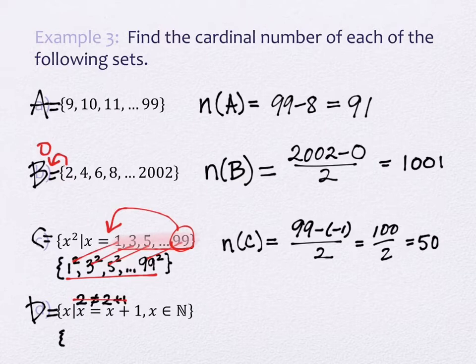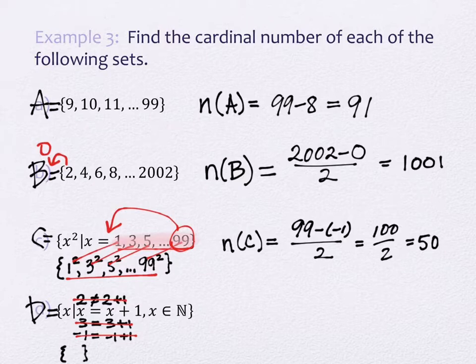What's that? Odd numbers, so let's try an odd number. How about we try 3? Does 3 equal 3 plus 1? Nope. Negative 1. Does negative 1 equal negative 1 plus 1? It's empty. You're exactly right.